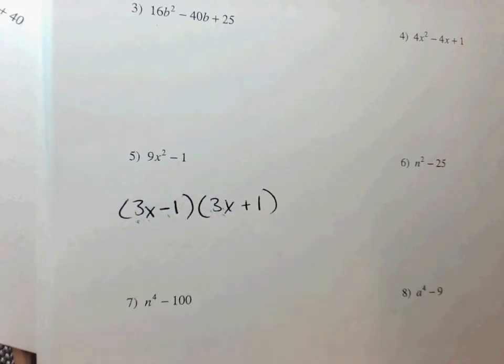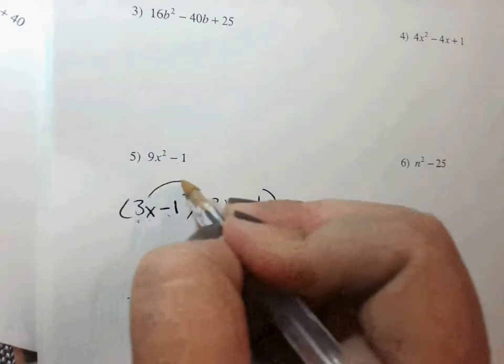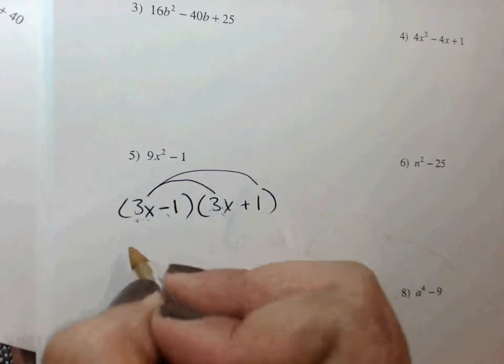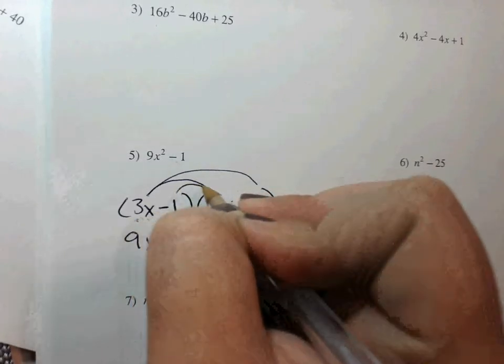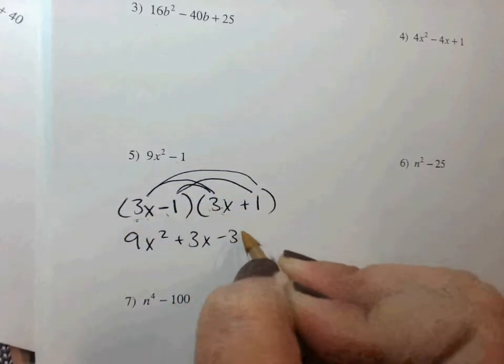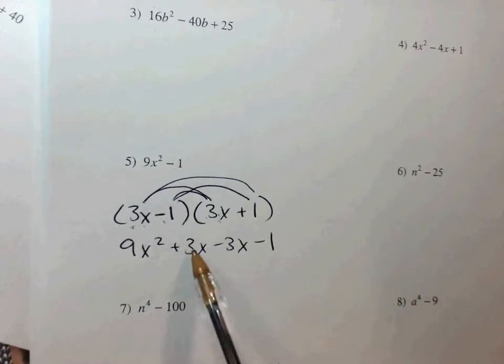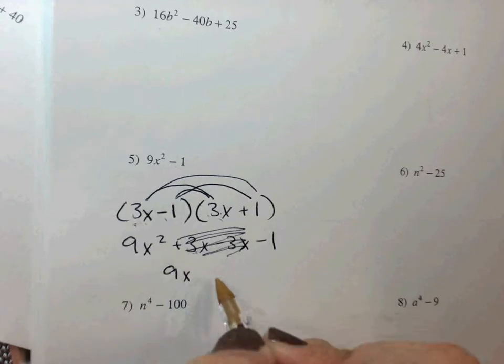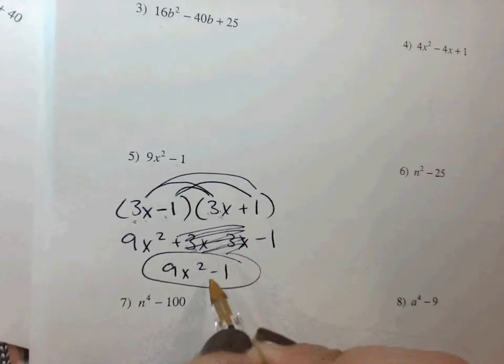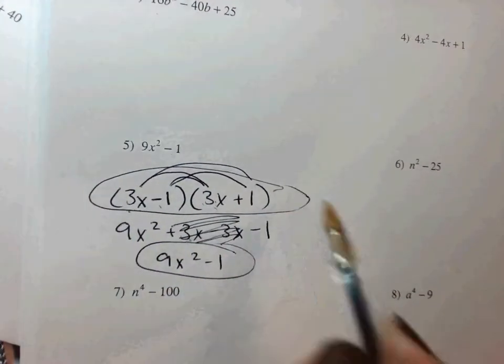The reason that it's like this is because if I show you, if you distribute this, you get 9x squared plus 3x. If you distribute this here and here, you get negative 3x and negative 1. Both of these are positive and negative. They would cancel out, which gives you what you want here and here. So this is our answer.